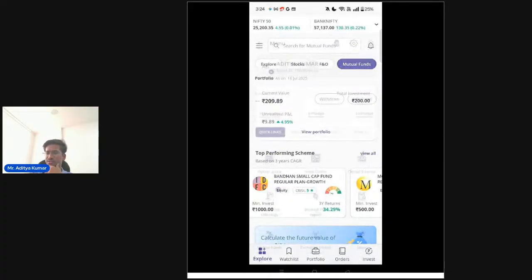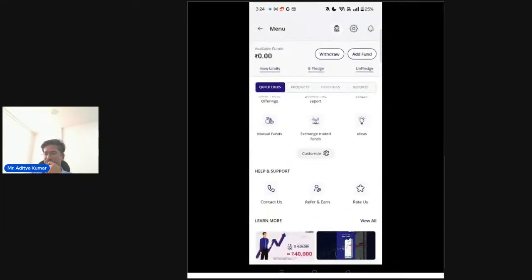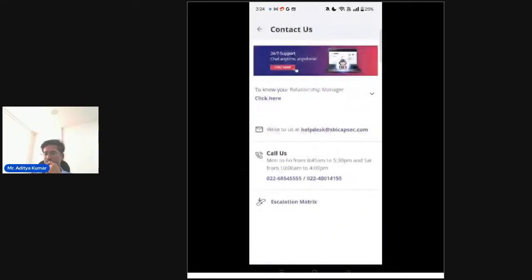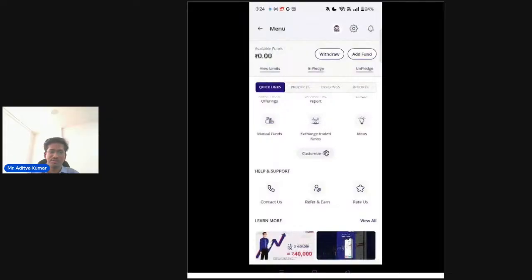If you have any questions, just go through the three liners that I showed you in the profile section. At the bottom you can see the Help and Support section, where you can find your RM name and email address. You can contact them Monday to Friday from 8:45 a.m. to 5:30 p.m. and on Saturday from 10 a.m. to 4 p.m. Thank you all for joining us today.